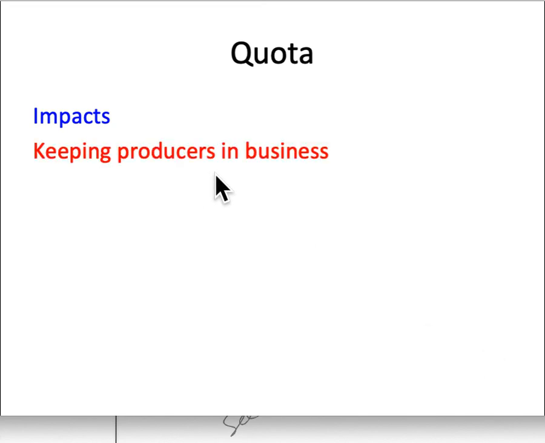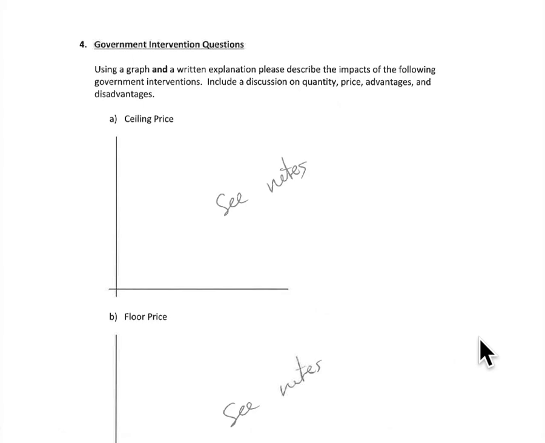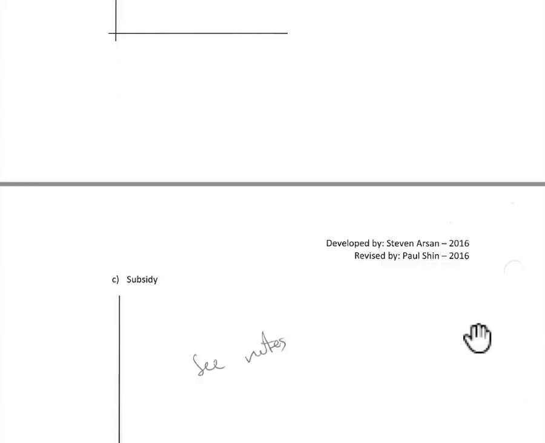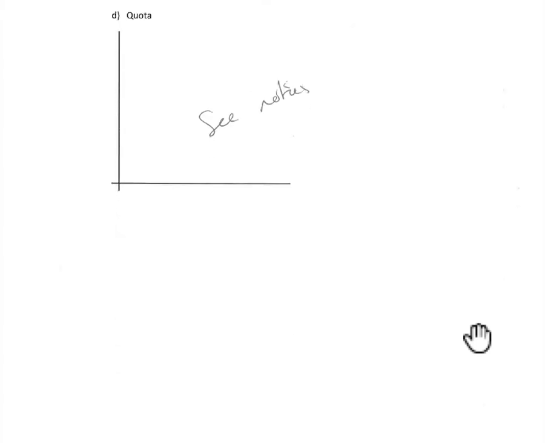So what are the impacts? It keeps producers in business, which is part of the goal, yet it is inefficient, but it protects industries. So that quickly was the Coles Notes version of ceiling prices, floor prices, subsidies, and quotas.